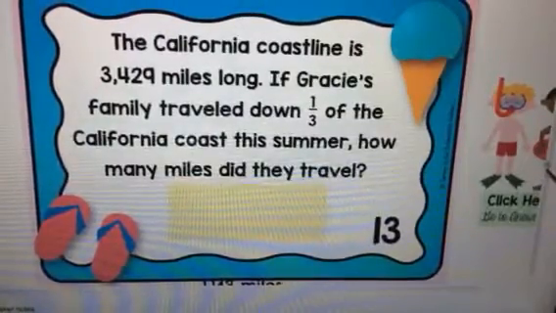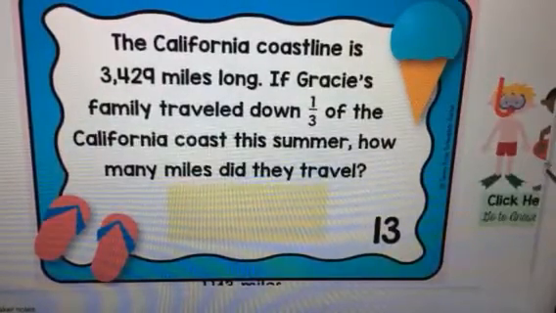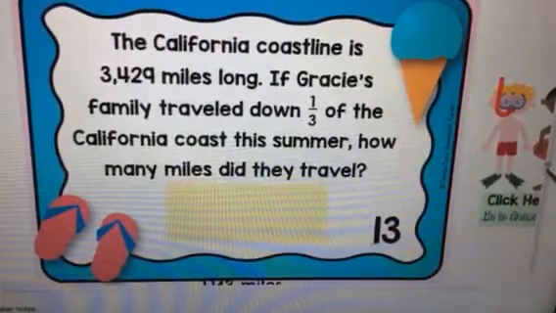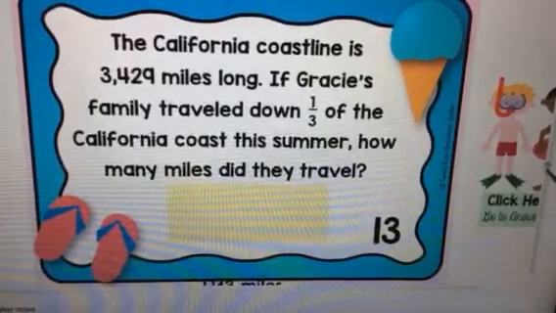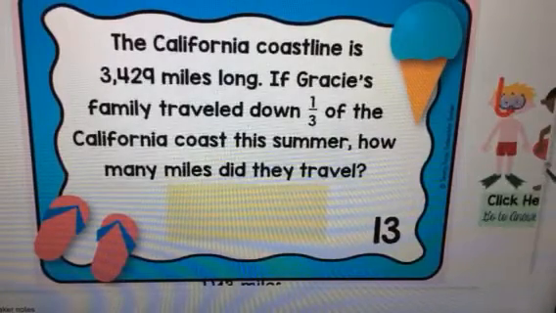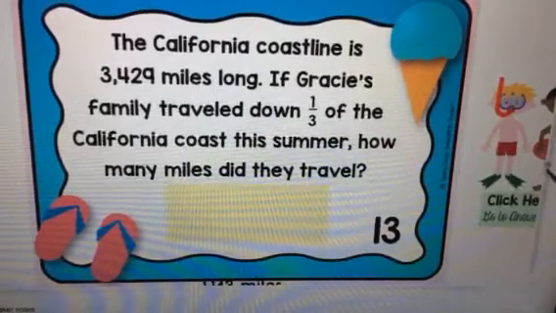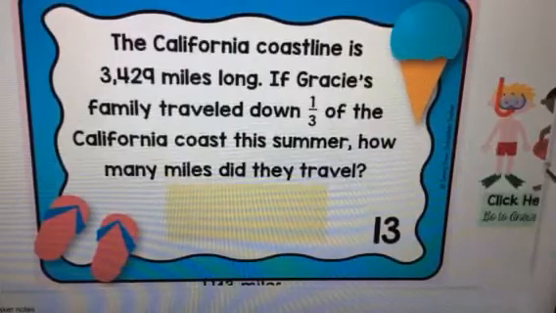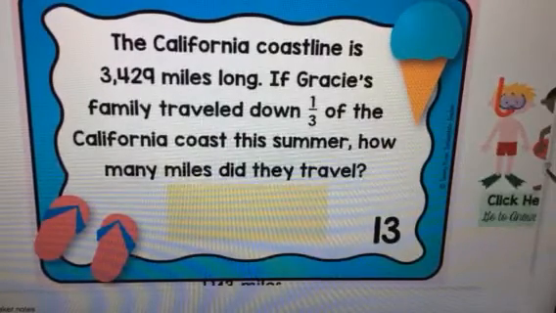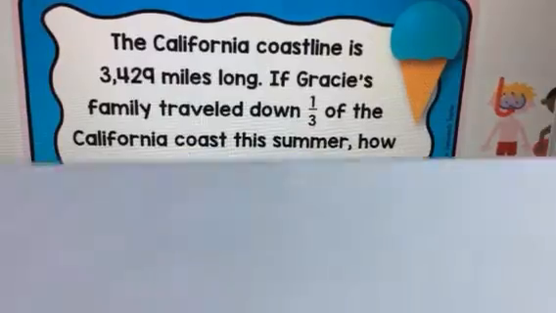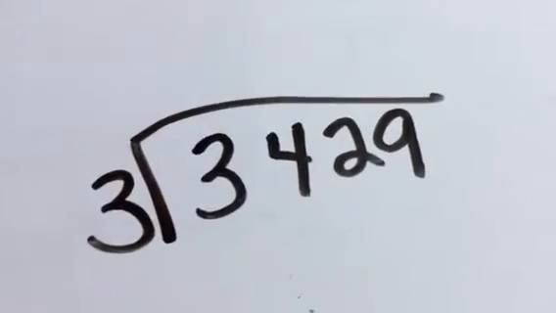The California coastline is 3,429 miles long. If Gracie's family traveled down 1/3 of the California coast this summer, how many miles did they travel? Once again, take the whole number, 3,429, divided by the denominator, which is 3. So this is our division problem.